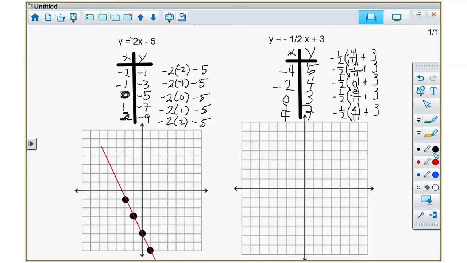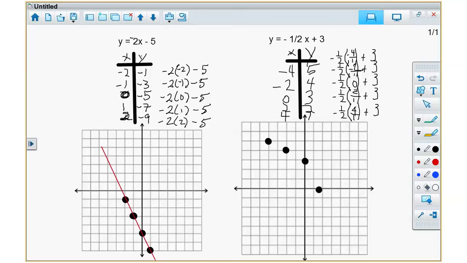So now we take our handy dandy notebook. Negative 4, 1, 2, 3, 4, and positive 5. 1, 2, 3, 4, 5. Negative 2, positive 4. 1, 2, 3, 4. 0, 3. 1, 2, 3.